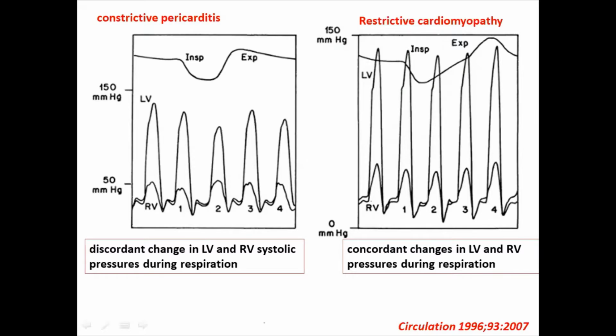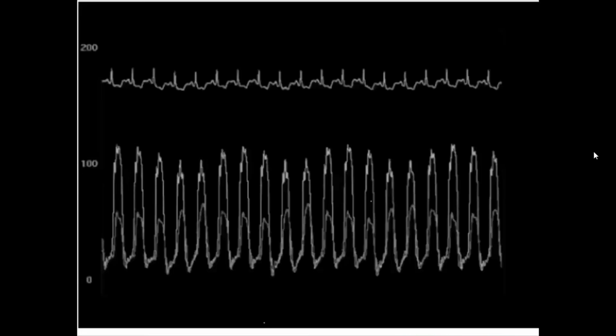By the way, invasive hemodynamics is the gold standard in diagnosing constrictive pericarditis or differentiating it from restrictive cardiomyopathy. Just take it, what we will see in hemodynamics of constrictive pericarditis and restrictive cardiomyopathy. The change in LV and RV systolic pressure will be discordant in case of constrictive pericarditis and concordant in case of restrictive cardiomyopathy. Okay, who can analyze this one?